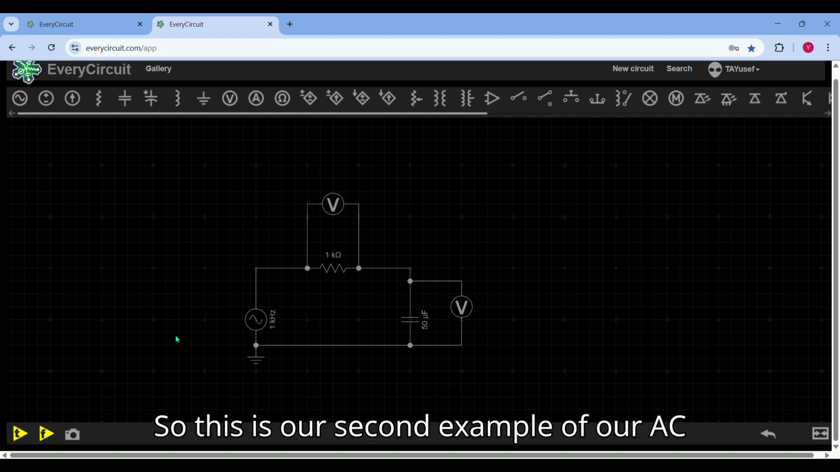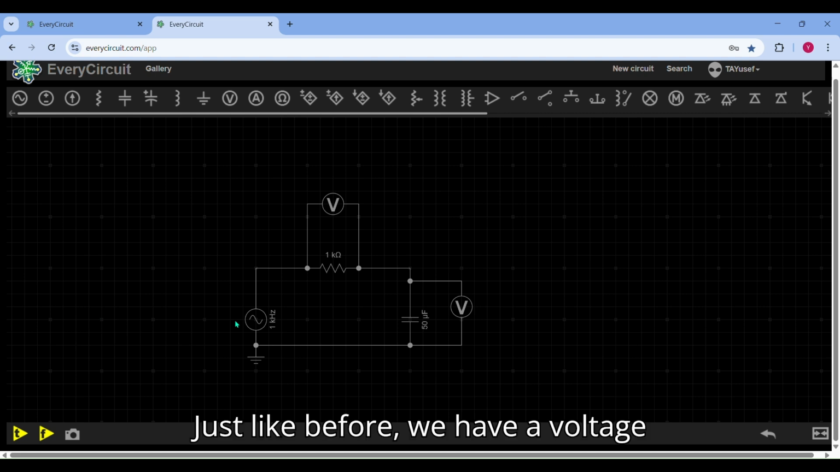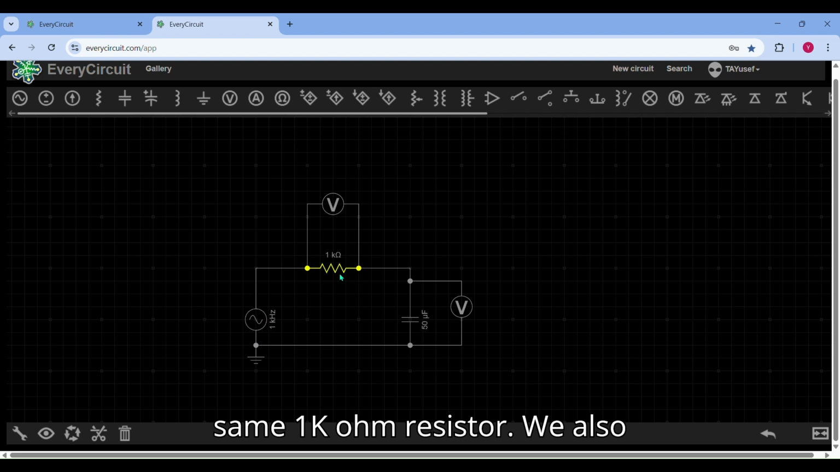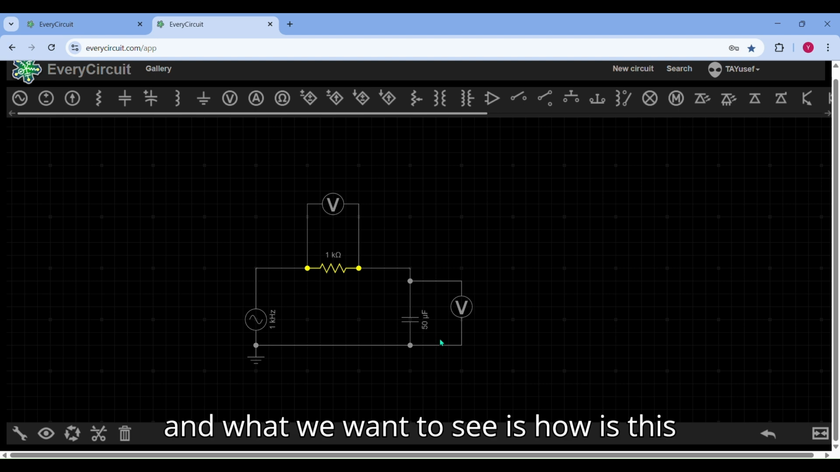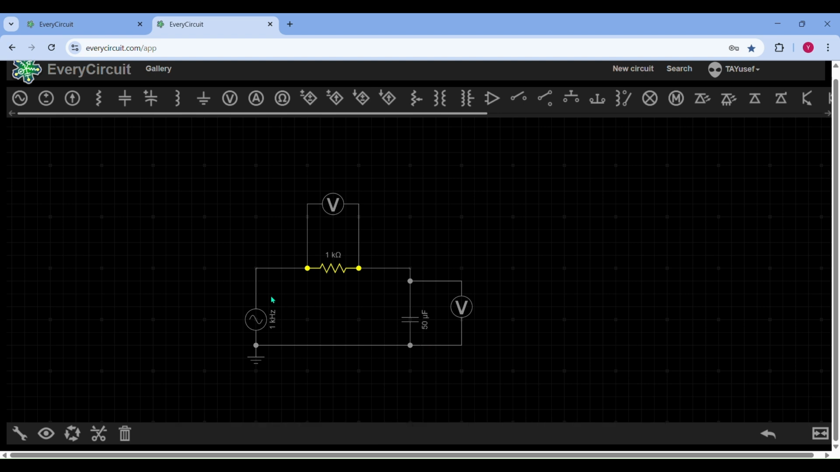So this is our second example of our AC circuit, and this is an example of an RC circuit in AC. Just like before, we have a voltage source, an AC voltage source at 1 kilohertz. And we also have the same 1 kilo ohm resistor. We also have this 50 microfarad capacitor. And what we want to see is, how is this capacitor reacting to the circuit? What does its voltage value look like? What does its current look like?